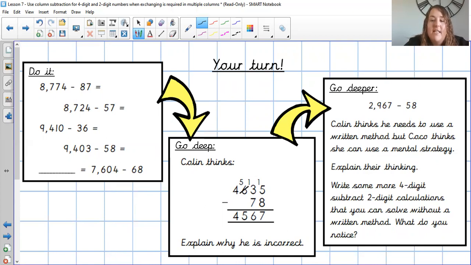It then says to write some more 4-digit and 2-digit calculations that you can solve without the written method. So what numbers could you do to make it easier for yourselves? Good luck on those today, and just remember to come back at the end for the learning pit. Off you go.